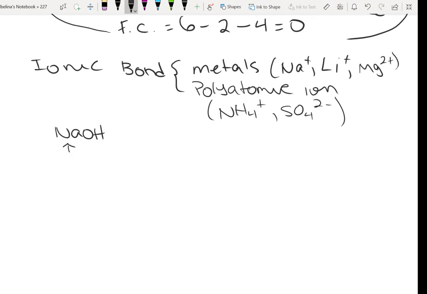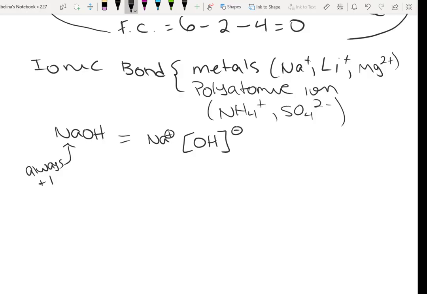When we have a metal, metals are always going to have a positive charge. Sodium, group 1, always +1. So the first thing I'm going to do is break up the ions. I'm going to write this as Na plus and OH minus. Okay, remember that the charges have to be balanced. So because sodium is always +1, that means that the hydroxide needs to be -1 to balance out that +1.